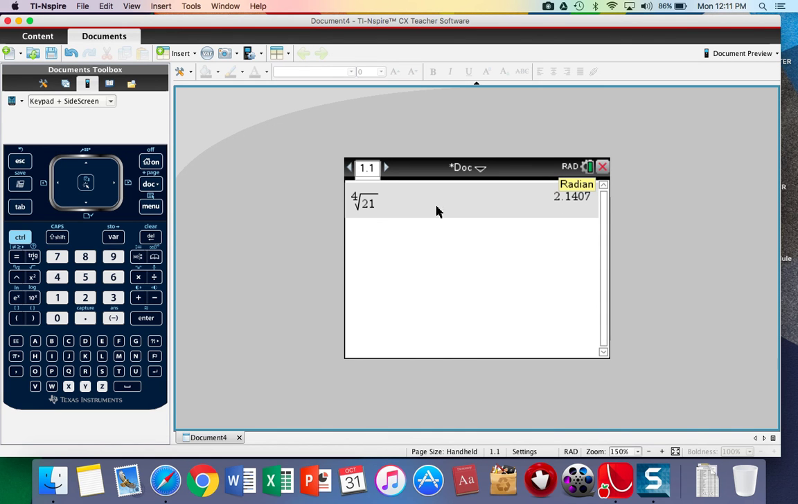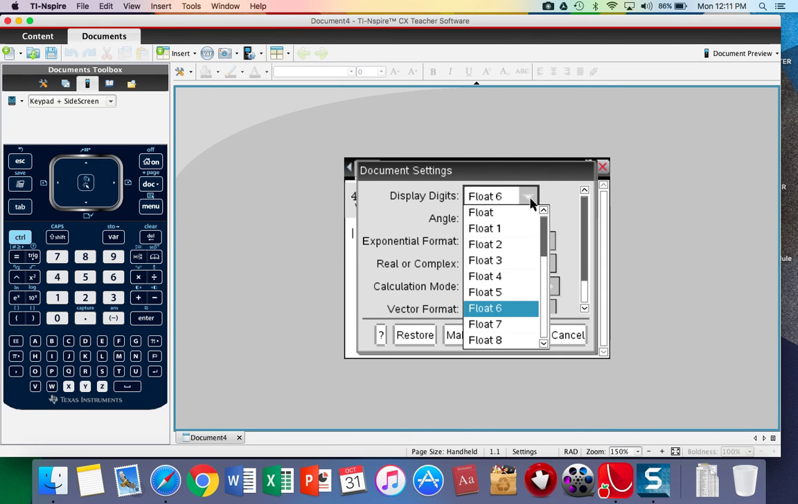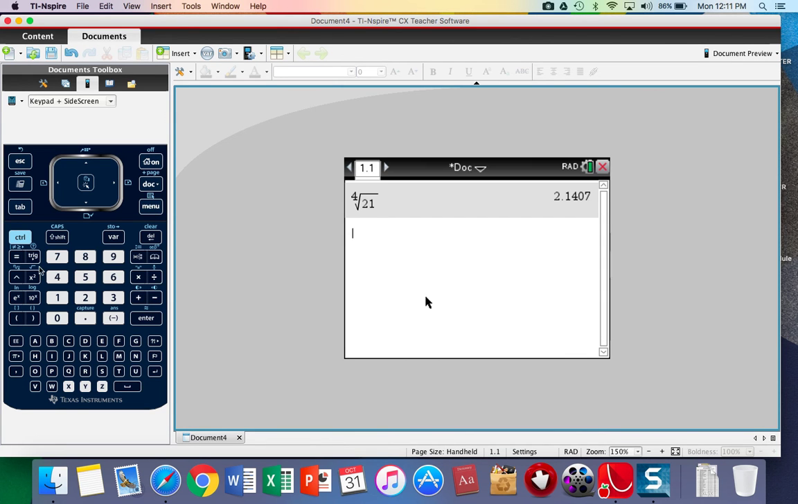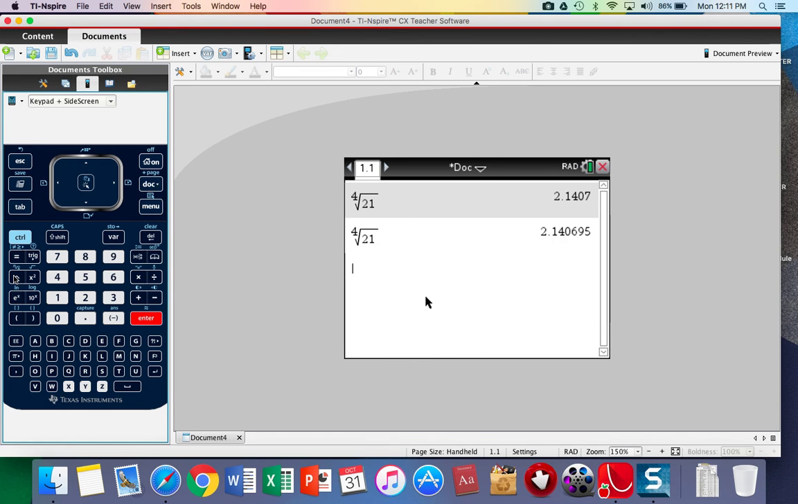If you want 6 significant figures, the answer is 2.14070. How do I know that? I'm going to go to document settings and make it float 7. Now I'm going to find the fourth root of 21 again. Can you see here? 2.140695. So when I have to give the answer in 6 significant figures, since the next digit is 5, I'll add 1 here. So that 69 will become 70, right? That is why you get 2.1407 here, but it means that there is a 0 as the sixth significant digit.